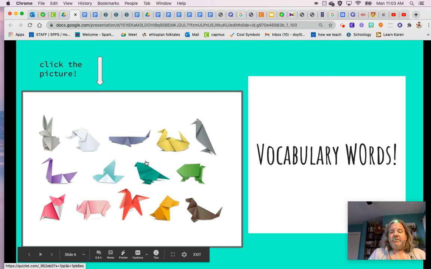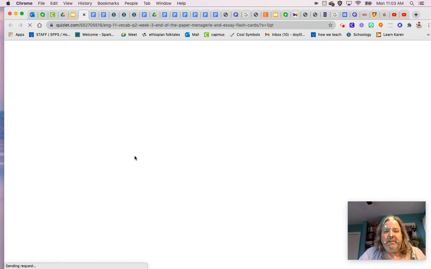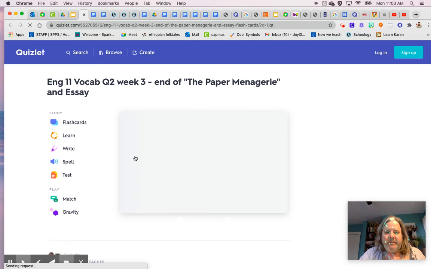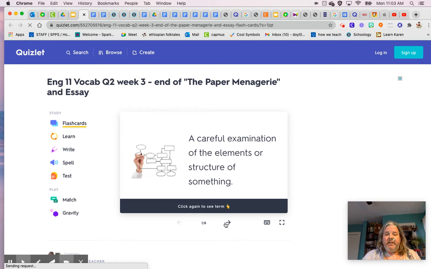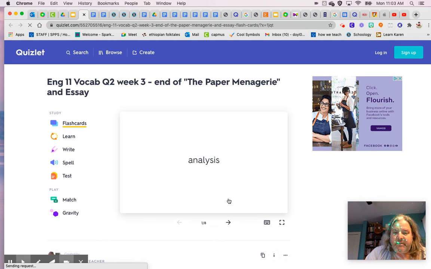The new vocabulary words for the second part of The Paper Menagerie, you can click here and it will take you to the Quizlet. I also have a couple of words for our essay. The first one, analysis, that's what we're writing, a literary analysis. The next word is evidence. The next word is cite, and then some words from the story.